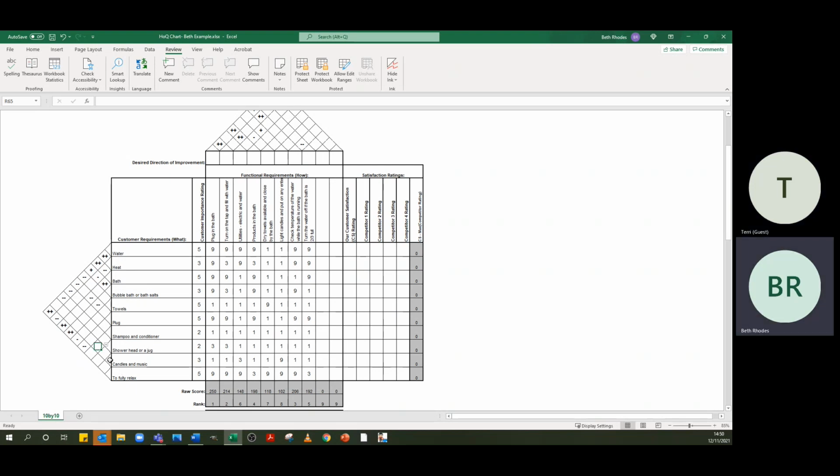Shower head and a jug against candles and music? No, it's irrelevant. Shower head and a jug against being able to fully relax? Irrelevant. And what then, last one, candles and music versus being able to fully relax? Oh, this could have a very positive effect. So double positive.